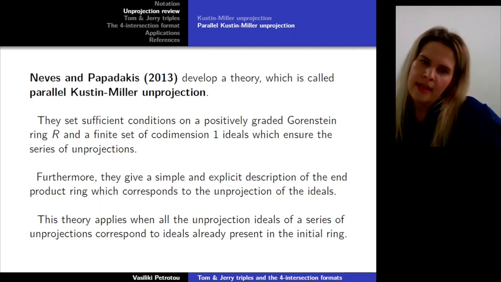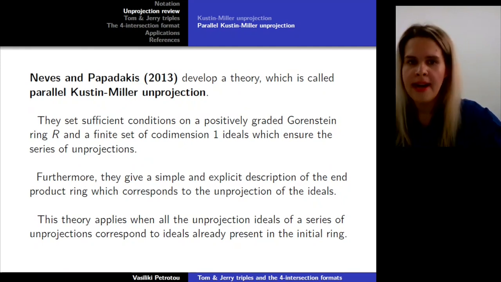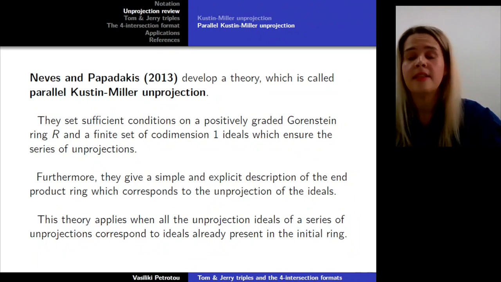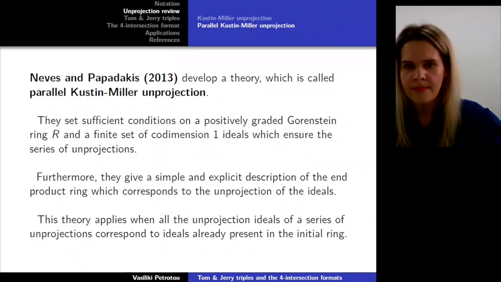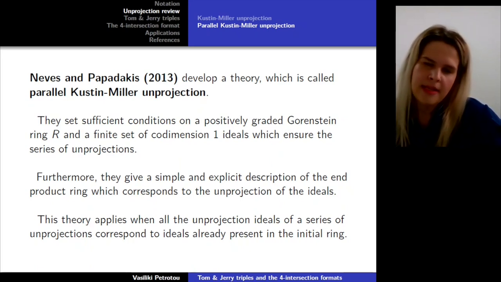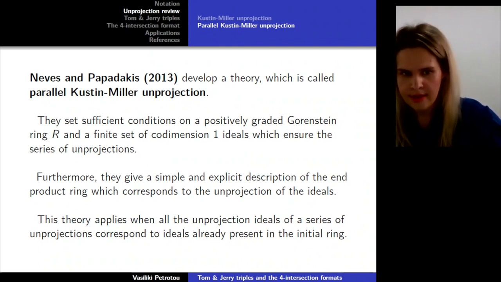In 2013, Neves and Papadakis developed a theory which is called parallel Kustin-Miller unprojection. More precisely, they set sufficient conditions on a positively graded Gorenstein ring and a finite set of codimension 1 ideals, which ensure that we can perform a series of unprojections. Furthermore, they give a simple and explicit description of the end product ring, which corresponds to the unprojection of the ideals that we start with.